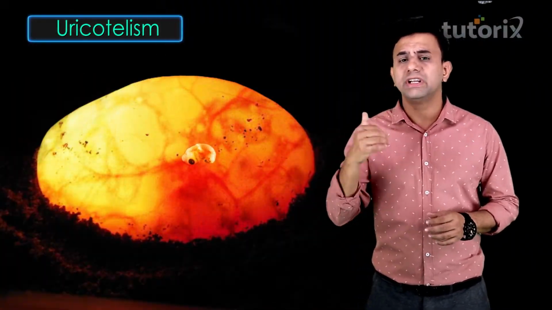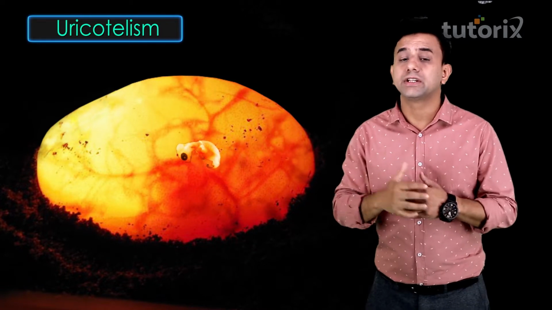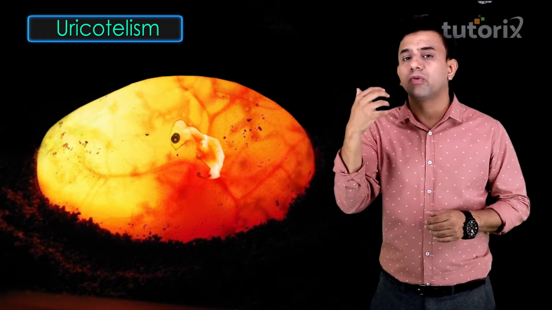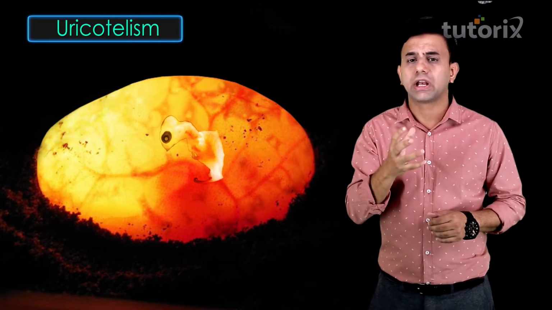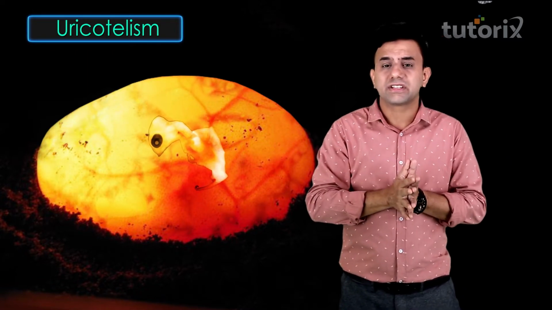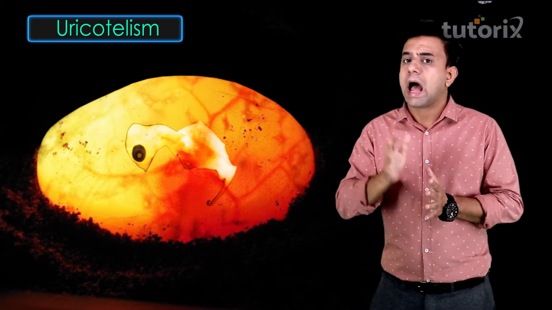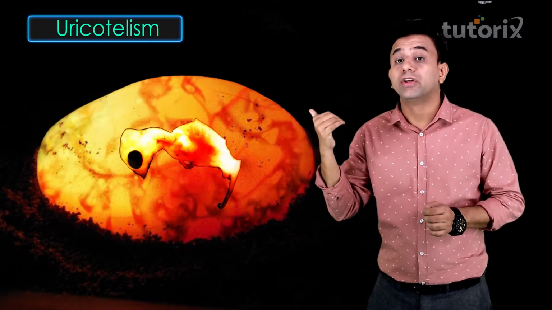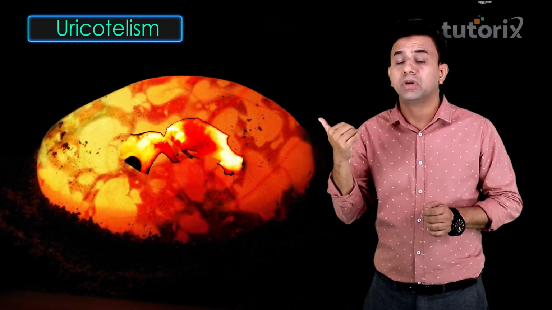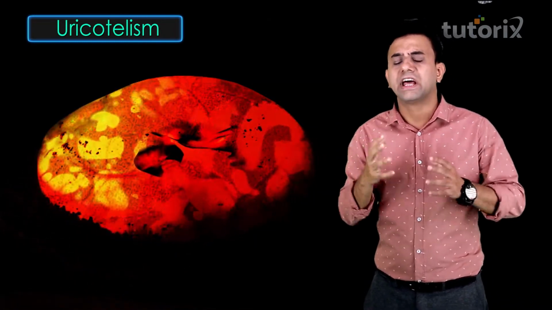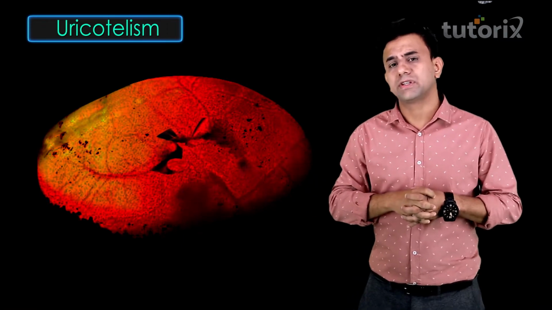Uricotelism is extremely important for land vertebrates laying shelled eggs. The embryo within these eggs excretes in the form of uric acid, and this uric acid can accumulate to a very high level inside the shell, because we know that uric acid is non-toxic and also insoluble. Had there been ammonia or urea produced by the embryo, these would have accumulated to a toxic level, and then these would have produced damage.